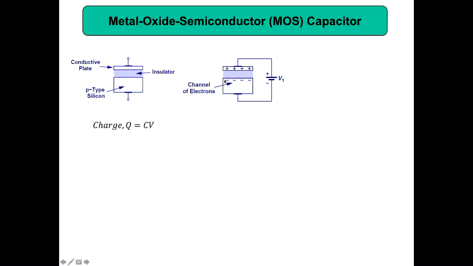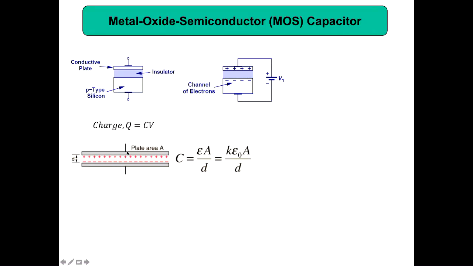Then you can imagine that the charge Q equal to C times V is the fundamental equation. The charge stored here is equal to the capacitance times the voltage. Then there is the plate area. So what is the value of capacitance? C equal to epsilon A by D, where A is the area of the plate and D the separation, which is equal to K times epsilon zero, meaning the dielectric constant, A by D.